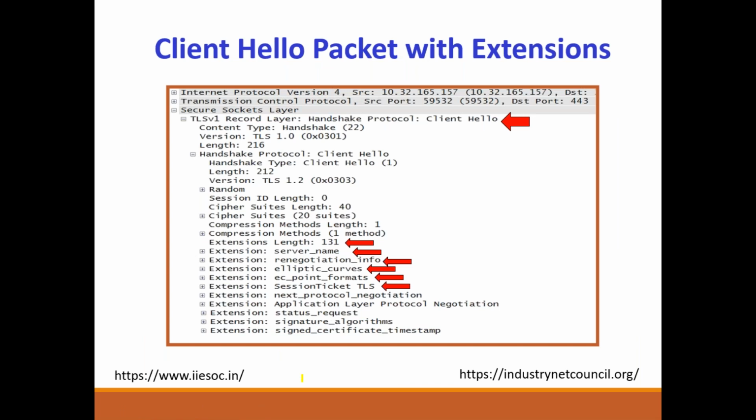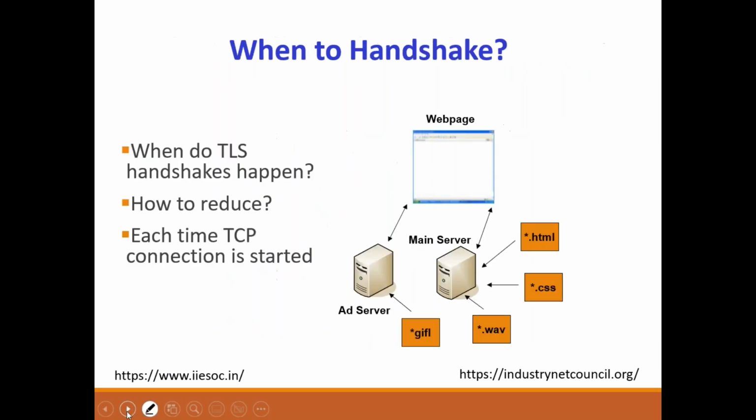So let's talk about extensions. Within the client hello and the server hello, you can have various extensions, and there's quite a few of them. The SNI, elliptic curve, session ticket. There's many extensions which further define what the client will and won't support. Let's look at a couple of them.